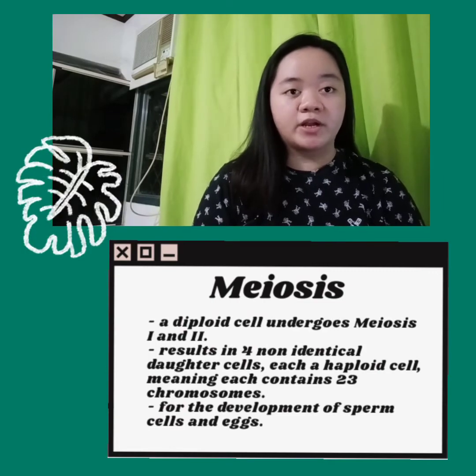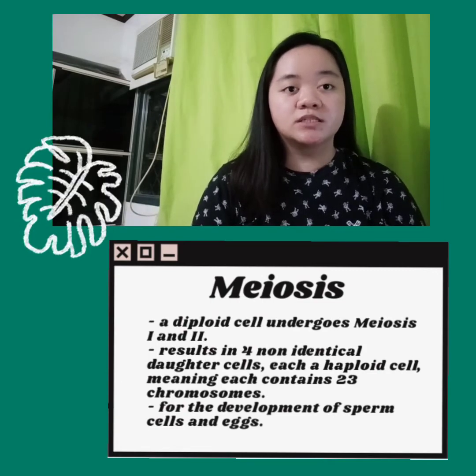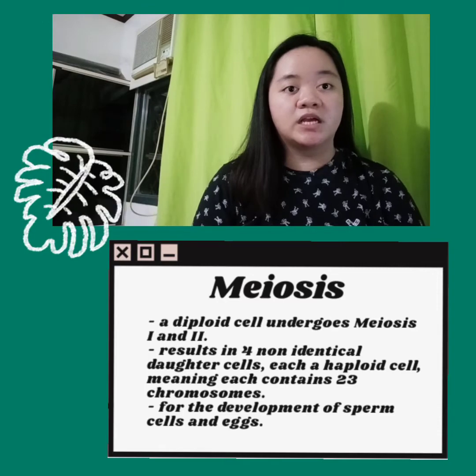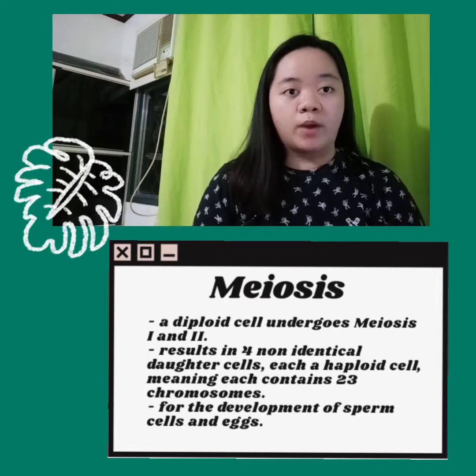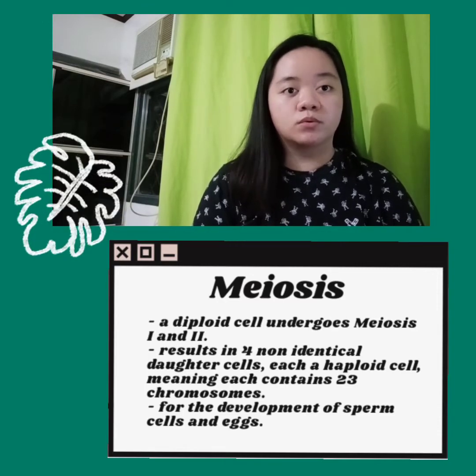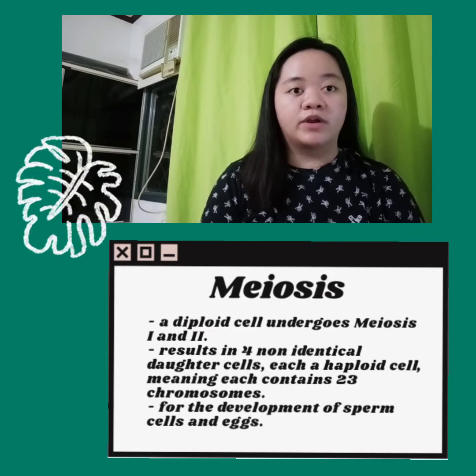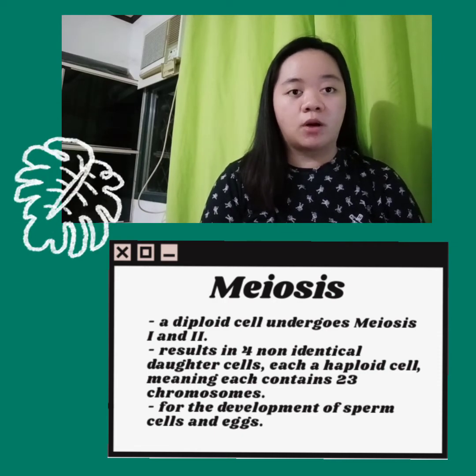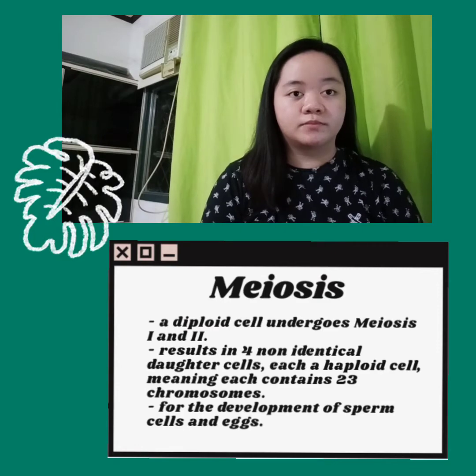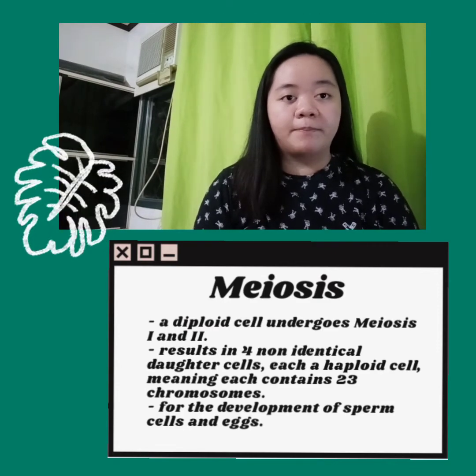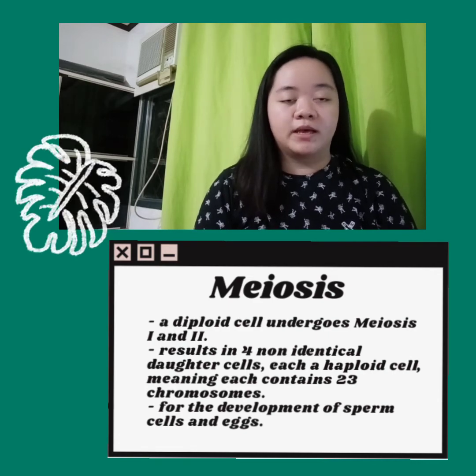Meiosis is a period in cell division in which a single cell, or a diploid cell specifically, divides twice, undergoing meiosis 1 and meiosis 2. It produces 4 non-identical daughter cells in which each has half of the amount of the original genetic information, meaning it has 23 chromosomes or 11 pairs. For humans, it only happens in the sex cells or in the gametes for males and for females.